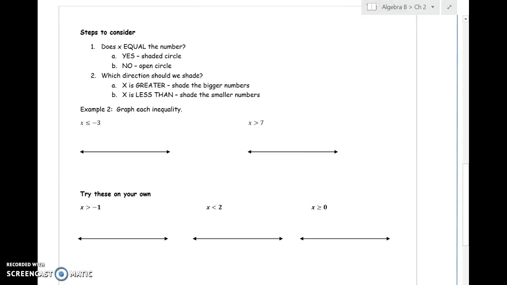Before we graph, I want you to consider a few things. First, you'll want to consider, does x equal the number? If it does equal the number, then x is included in the solutions and you use a shaded circle, a filled in circle. If x does not equal the number, if it's plain old greater than or plain old less than, then we use an open circle because we're not including that number.